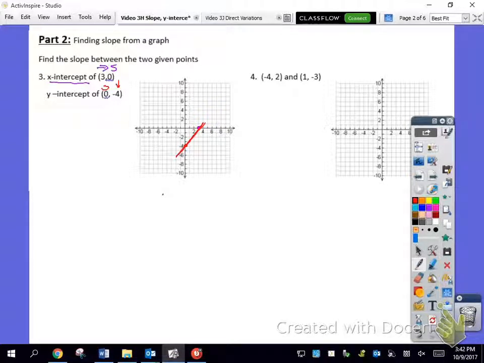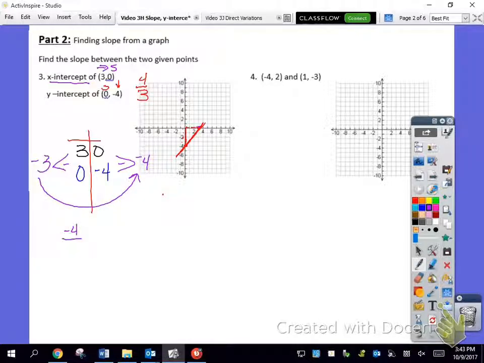So if I were to find my slope, rise, I'm going to go up 1, 2, 3, 4. So I go up 4, and then I go over 1, 2, 3. 4 over 3. Now I can check that quickly by putting it in my t-chart. 3, 0, and 0, negative 4, and then you subtract. So when I subtract, 0 minus 3 is a negative 3, negative 4 minus 0 is negative 4. I swing it over, negative 4 divided by negative 3 is positive 4/3. So that is correct, it is 4/3.